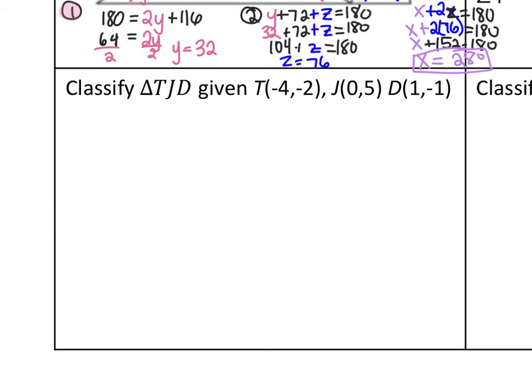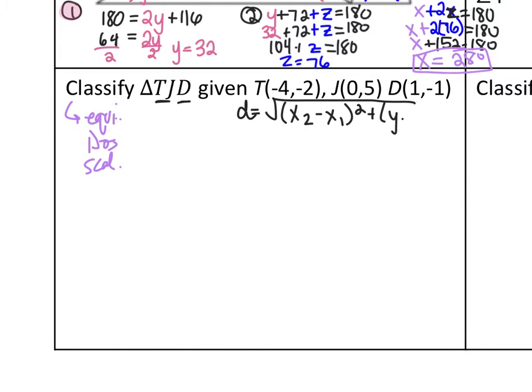All right, we have to classify TJD. Remember, classifying is based on sides, so equilateral, isosceles, or scalene. Okay, TJD, we need to find the lengths between each side. So, how do we find the length of the distance between 2 points? All right, remember, dang it, our distance formula. Okay, so again, use our distance formula. We're going to have to plug in each point to find how long the sides are.